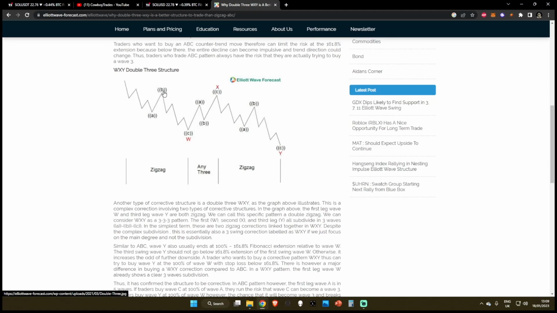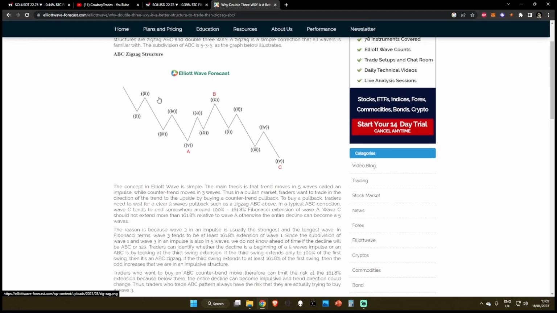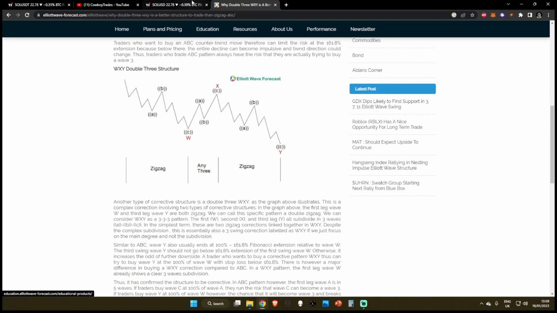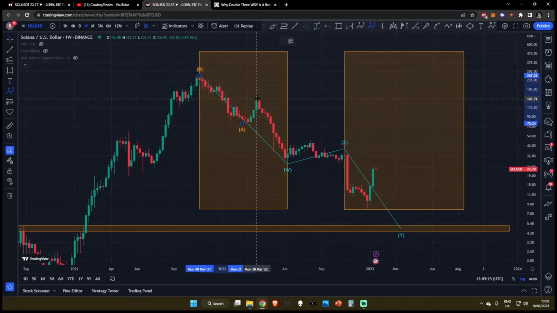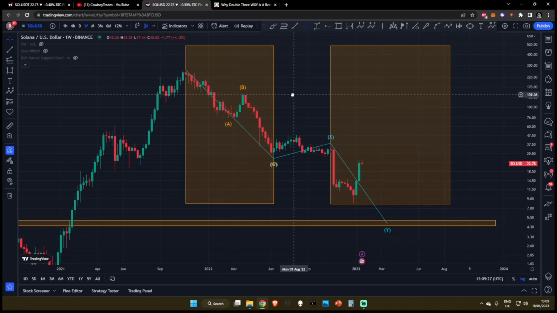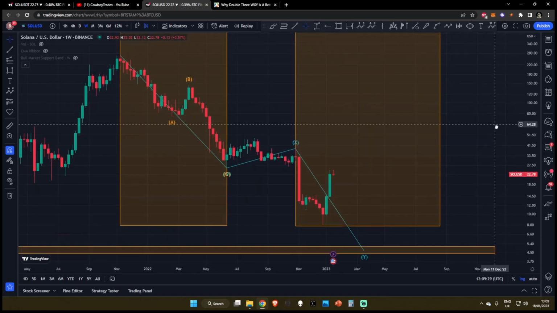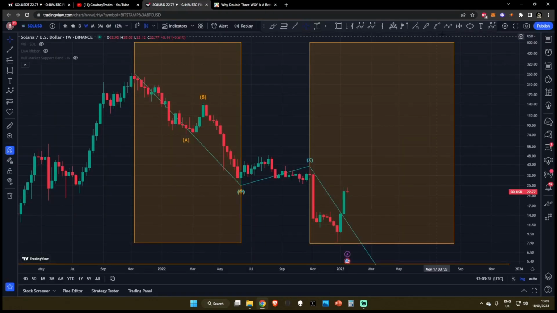ABC, zigzag to the downside, as you can see, your typical ABC, and it's slanted down. So what you can see here is within the move down to W, you've got a perfect macro A, B, C. And let me show you where things start to get a little bit different. So this is your zigzag.